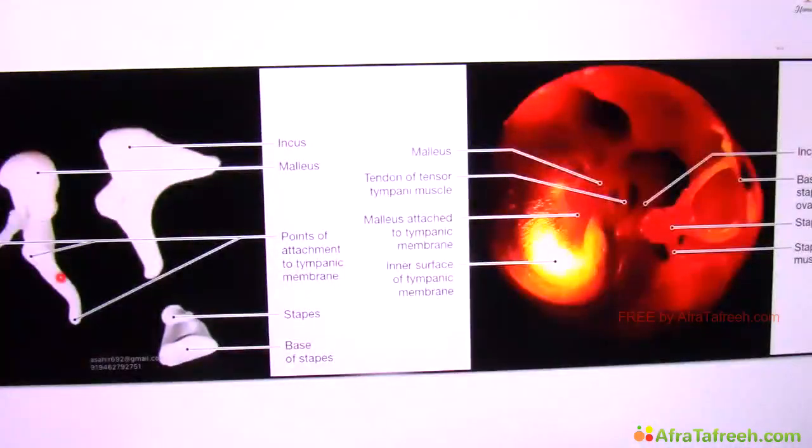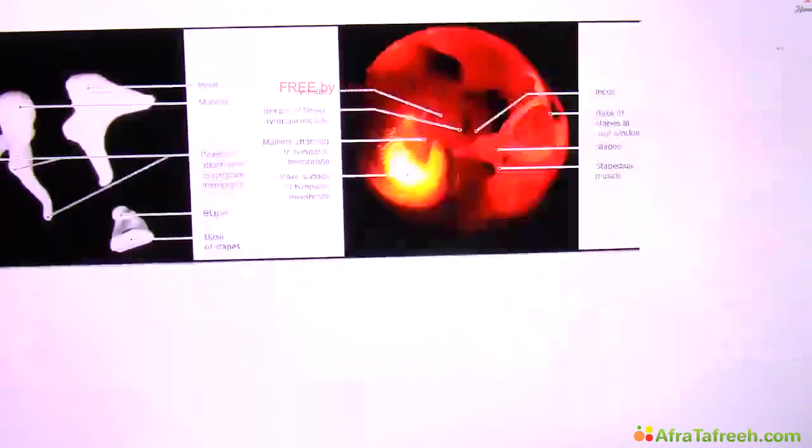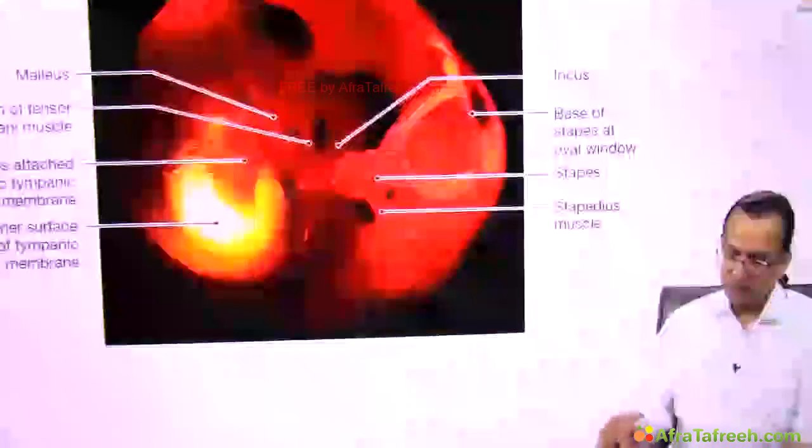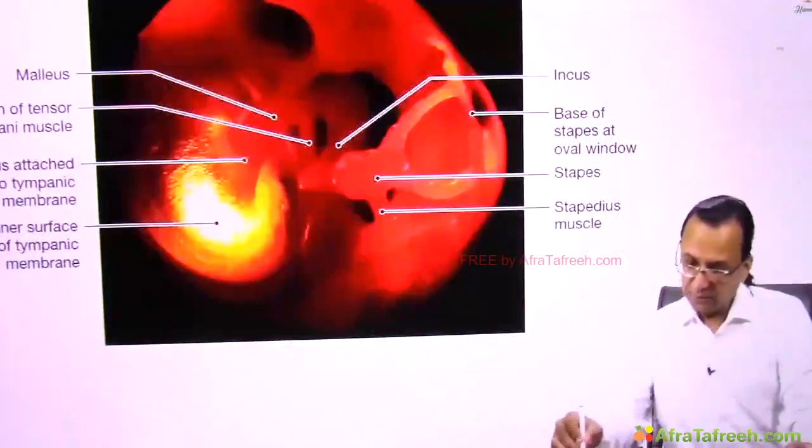What do you see in the middle ear cavity? See, this is the malleus bone which will be attaching to the tympanic membrane, and this is the stapes bone which will be attaching to the medial wall of the middle ear cavity. If you say stapes will be attaching to medial wall, can we just magnify this? What is this? You can see this is the stapes footplate.